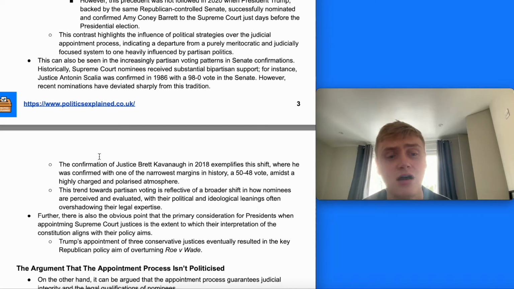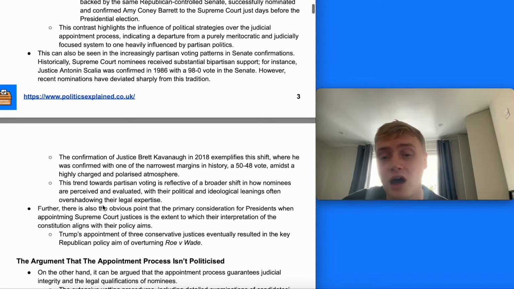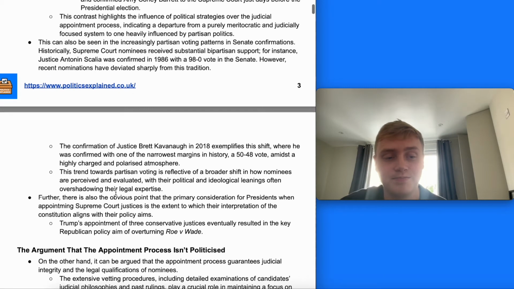And this trend towards partisan voting is reflective of a broader shift in how nominees are perceived and evaluated, with their political and ideological leanings often overshadowing their legal expertise. And as I said, the primary consideration for presidents when appointing Supreme Court justices is the extent to which their interpretation of the Constitution aligns with the policy aims of the president.